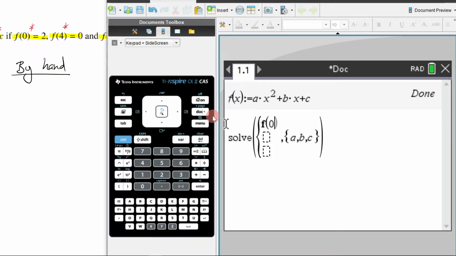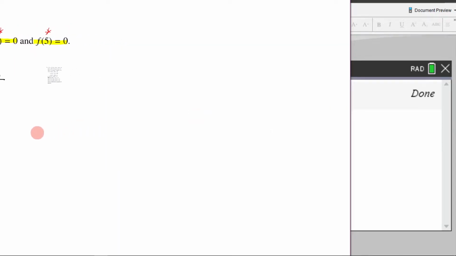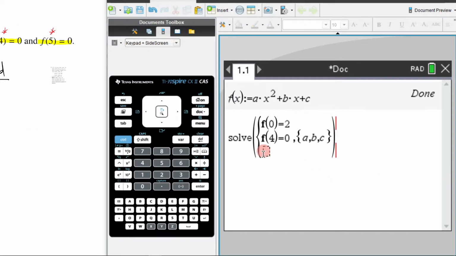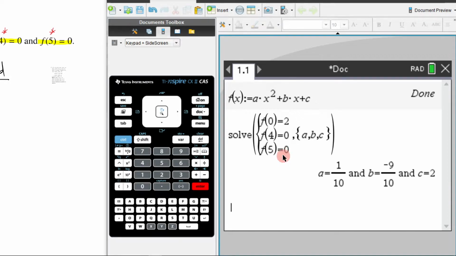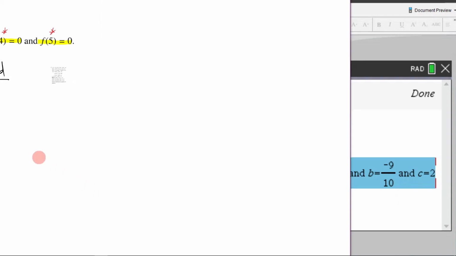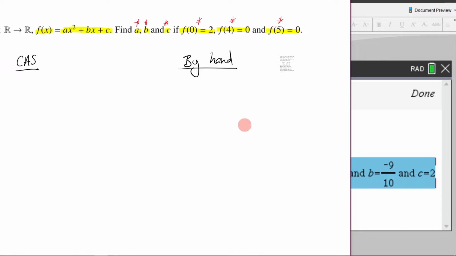So f of 0 is equal to 2. I'm going to say that f of 4 is equal to 0. And then the last one was f of 5 is equal to 0. And just like that, we have found what a, b, and c are. We're done. That's it.